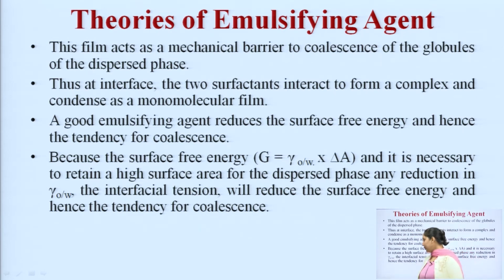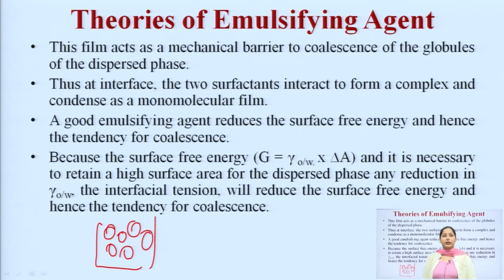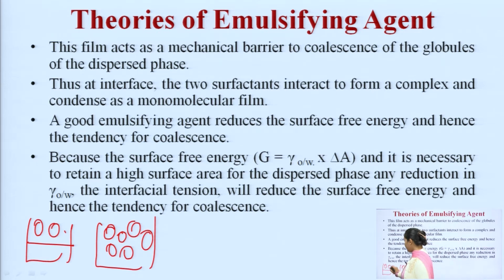As we all know, if we increase the surface area, then the surface free energy of the system also increases. In the emulsion, we disperse the oil phase into fine droplets, thereby increasing the surface area of the oil phase and the overall surface free energy of the system. So, a good emulsifying agent reduces the surface free energy and also prevents the tendency of collision between the globules of the dispersed phase.